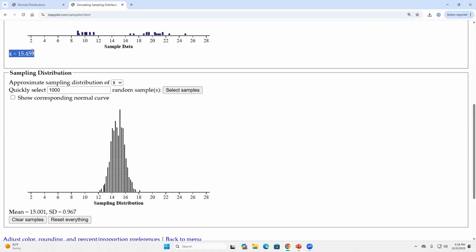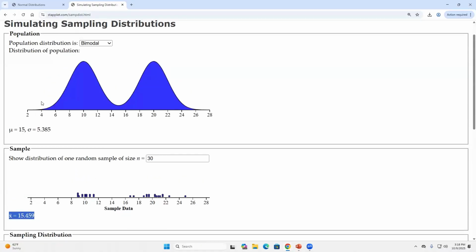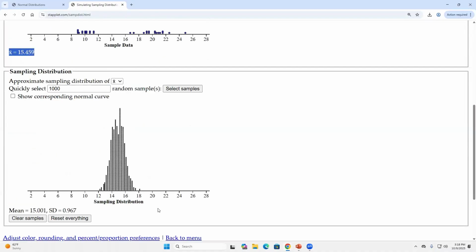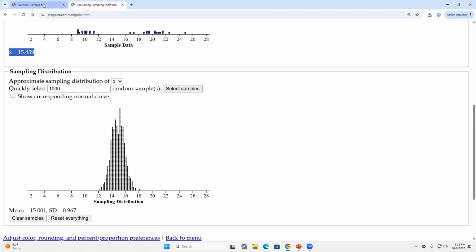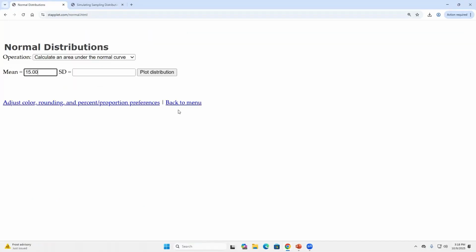And because we cannot compare it to this population over here, because we don't know what the population is, we wouldn't be able to answer that question unless we had that mathe-magic of the sampling distribution being normal, because we can now use all of our normal skills and say, all right, this sample here is 15.459. Our sampling distribution has a mean of 15 and a standard deviation of 0.967. Well, now I can go here and I can calculate an area under the curve, and that's 15.001, and that is 0.967.